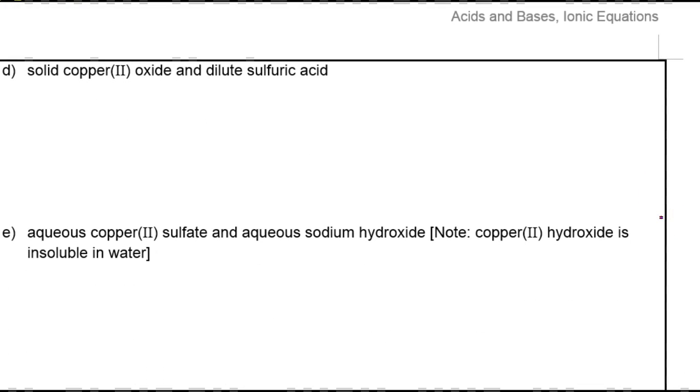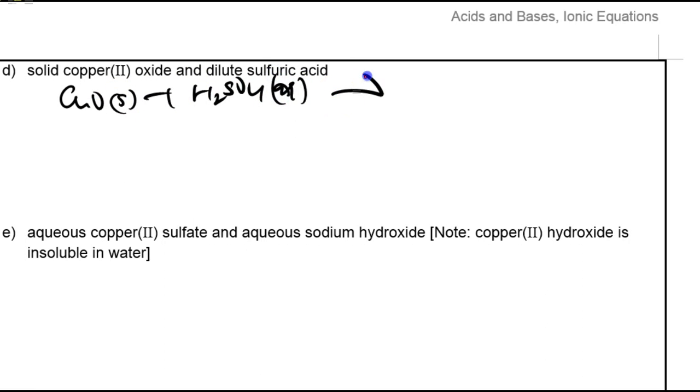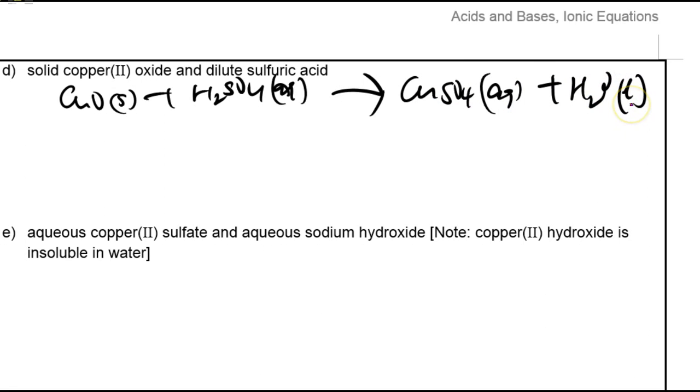Part D, solid copper(II) oxide and dilute sulfuric acid. So we have solid copper(II) oxide now with dilute sulfuric acid. What do we have? We have an acid and a metal oxide reaction. So you will get our salt and water as well. Salt and water, make sure the equation is balanced. And now let's try to split this into ions. This is the solid, so it remains. This is the acid. This is the salt.